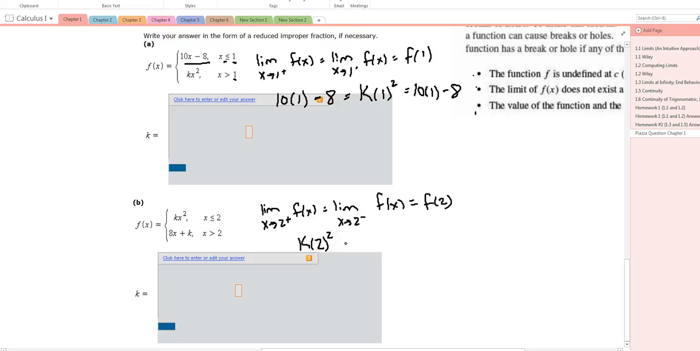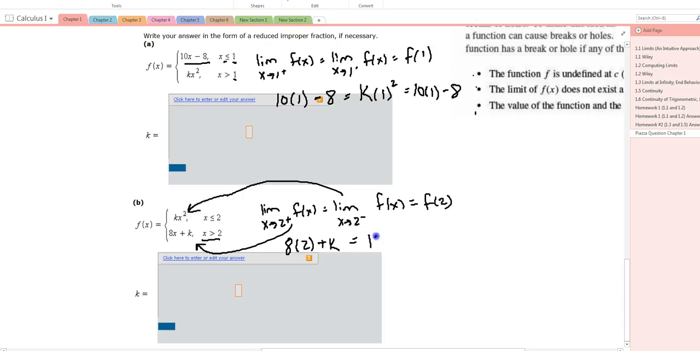So here the limit on the right of 2 is going to be k, and this time my x is 2 squared, equals the limit on the left, I'm sorry, I did not do that first. Let me erase this. The limit on the right is when x is greater than 2. So I'm looking at this function. It's going to be 8 times 2 plus k, equals the limit on the left, which is when x is less than 2, right? It's going to end up being this function.